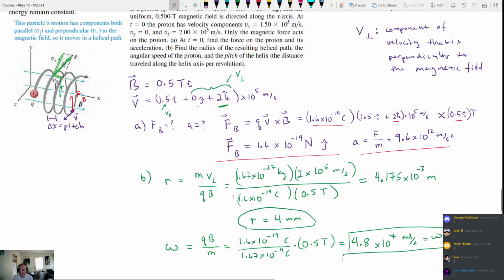Next, we want to find the rate. It undergoes 4.8 times 10 to the 7 radians per second. We could also convert that to cycles per second if we want to, because if we divide that by 2 pi, we're going to get an answer that's something like 8 times 10 to the 6th, which would be 8 million. So this thing undergoes 8 million cycles per second.